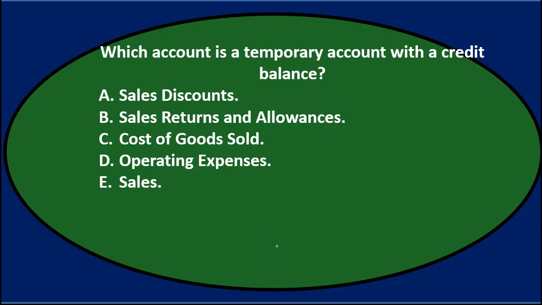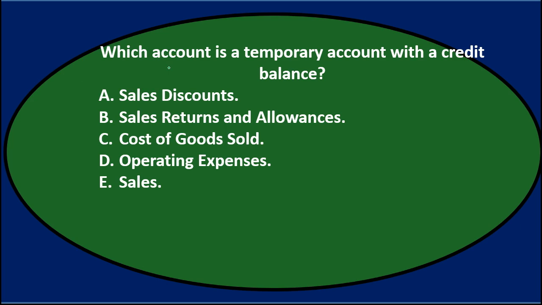First question, which account is a temporary account with a credit balance? A, sales discount, B, sales returns and allowances, C, cost of goods sold, D, operating expenses, or E, sales. Once again, going through this question, the question is, which account is a temporary account with a credit balance? So we're going to go through this now.